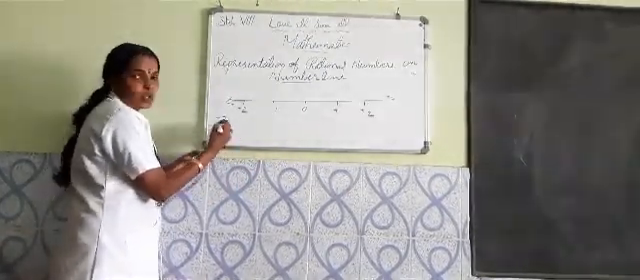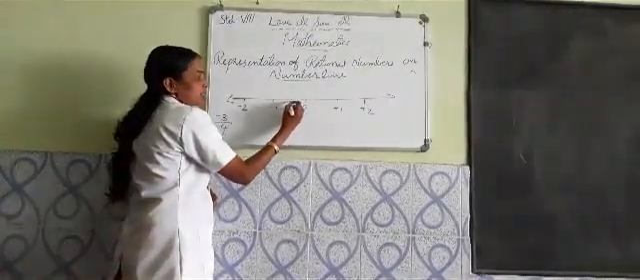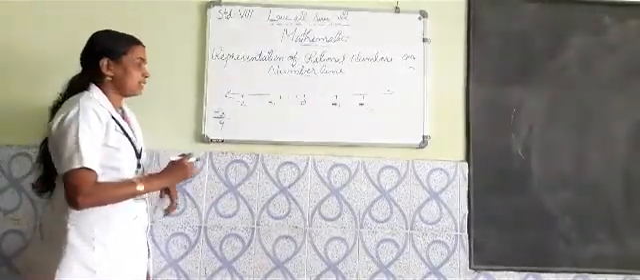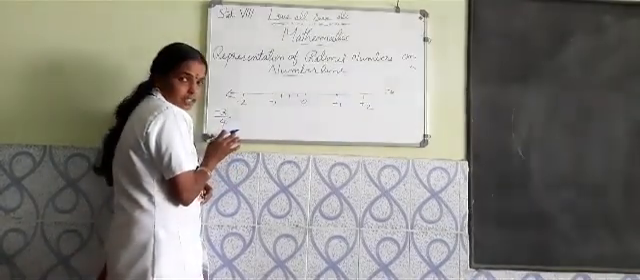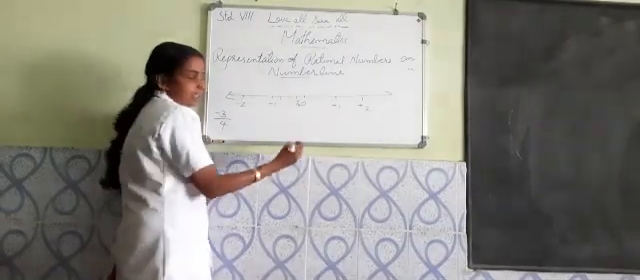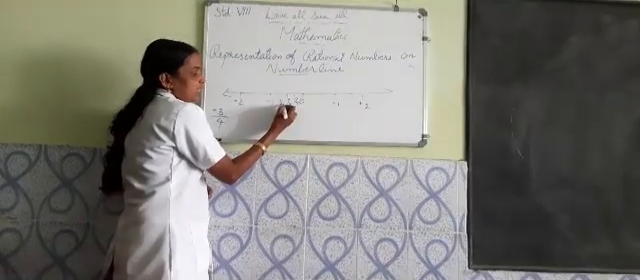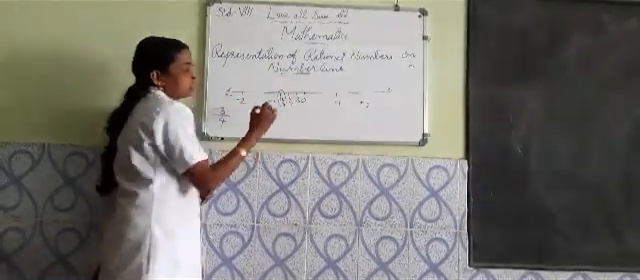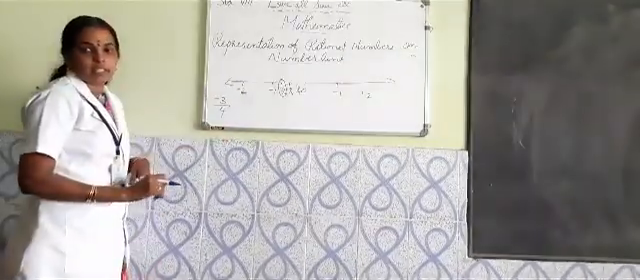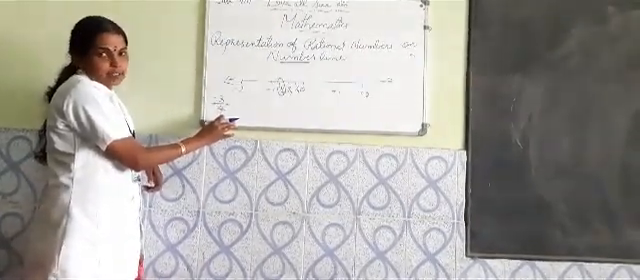Then as usual, look at the denominator. It is 4, so we need 4 equal parts: 1, 2, 3. Now 4 equal parts are there. Then we need to mark negative 3 by 4. The first part is negative 1 by 4, the second part is negative 2 by 4, and the third part is negative 3 by 4. Then the fourth part is negative 4 by 4, which is equal to negative 1. In this way, we can mark negative rational numbers.